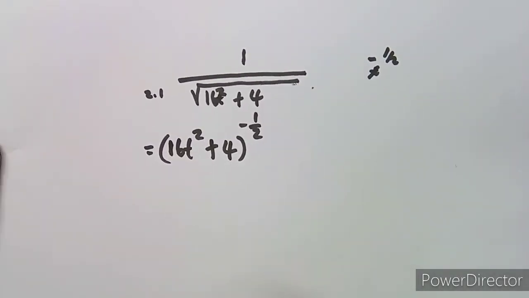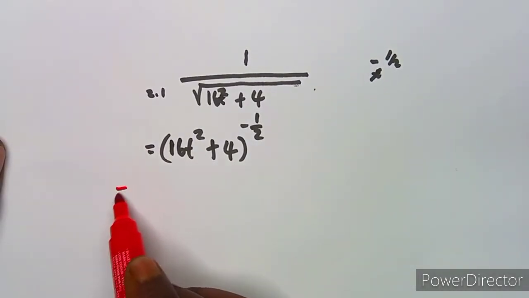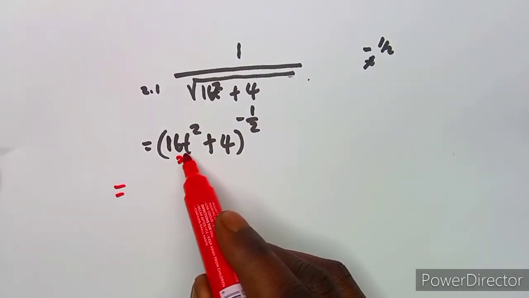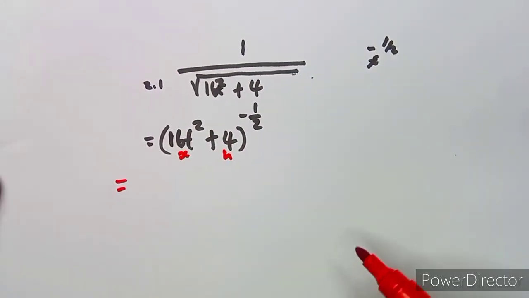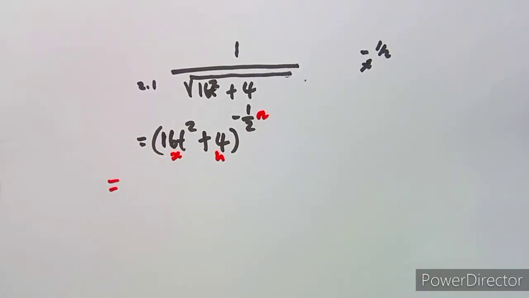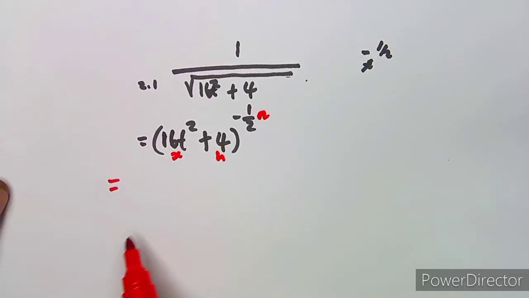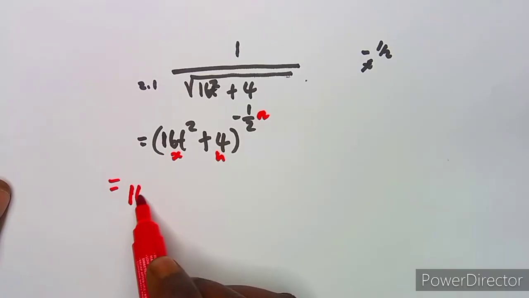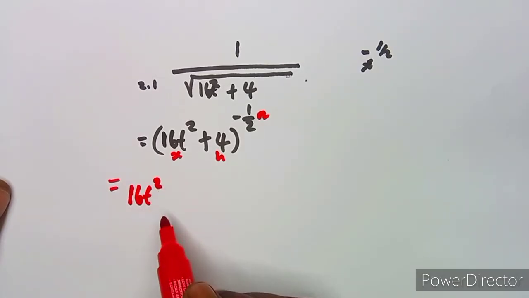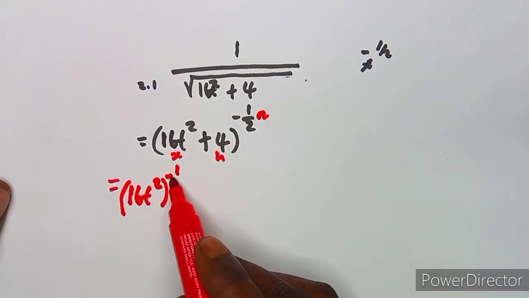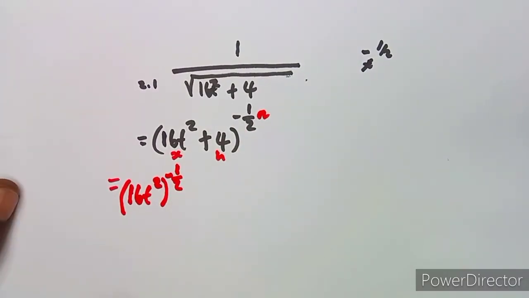What I mean is that this is your x, as you can see, everything here is your x, and this is your h, all right. So you said x to the exponent of n, this is our n, which is the exponent. So it's going to give us x to the exponent of n, which is 16t squared to the exponent of minus half, like that, all right.